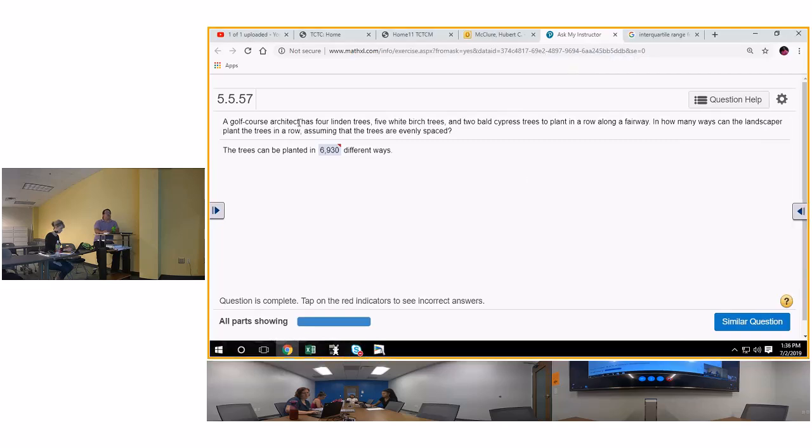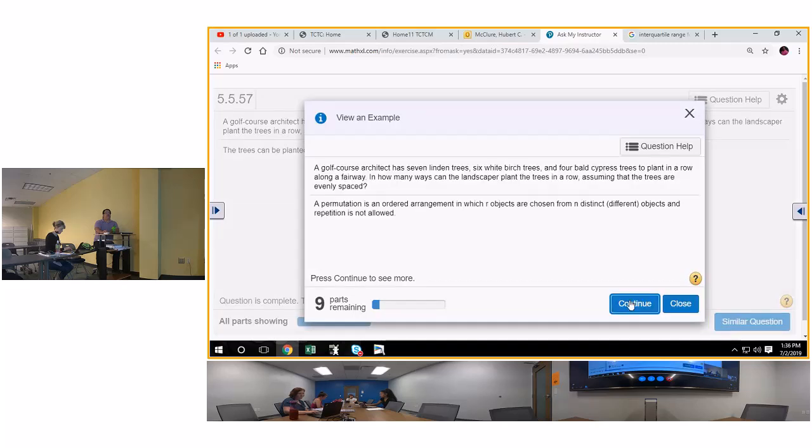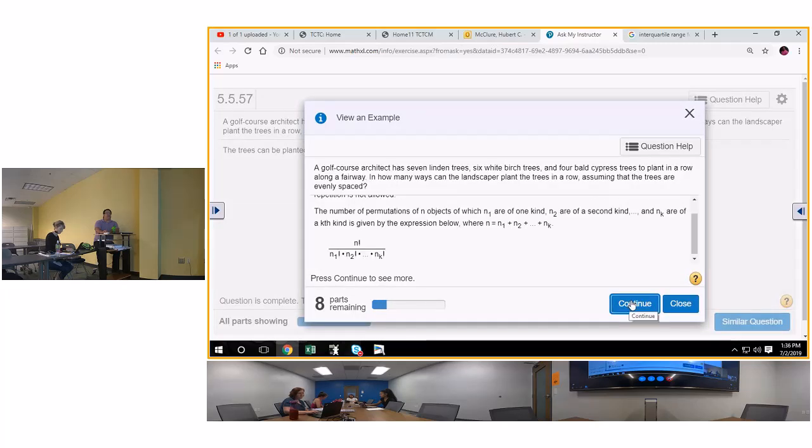A golf course architect has 4 linden trees, bald cypress trees to plant in a row along the fairway. I believe it's going to be factorial because there's a whole lot of different ways you could do these. You could do every one of these, every one of these, every one of these. So I would highly suggest it be factorial. We're going to check. Yep, same problem.